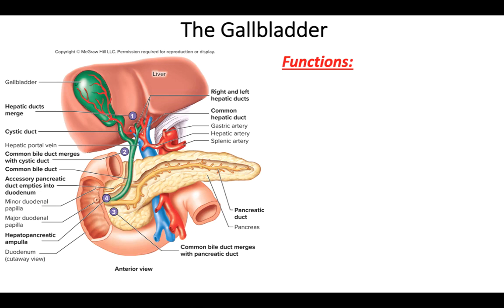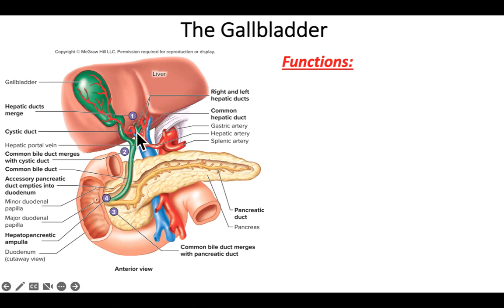So again, the gallbladder is a bladder, so kind of like your urinary bladder. It's not producing anything, it's just storing it. So your urinary bladder obviously doesn't produce urine. It gets it from your kidneys. So the gallbladder does not produce bile, it gets it from your liver.